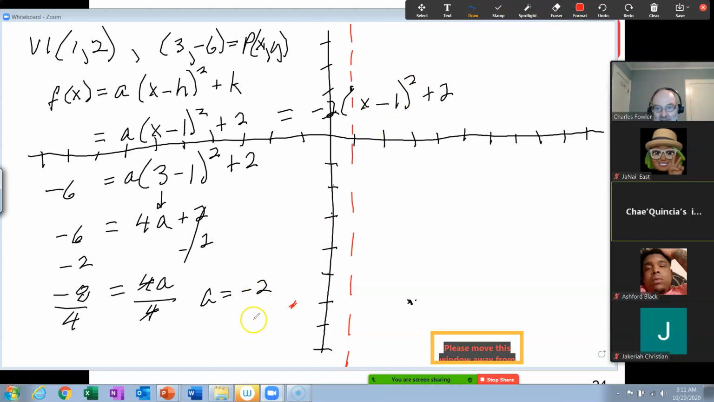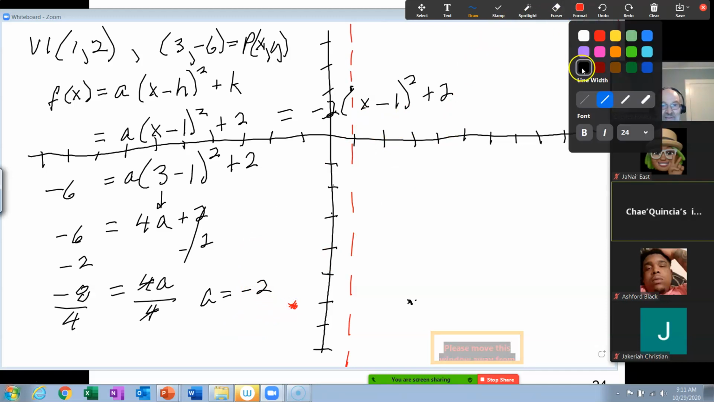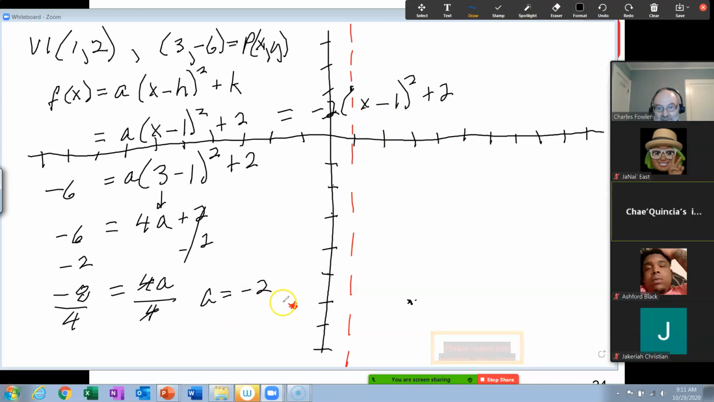Whoops, I should have done that in black. There's another. Okay, there we go. Now we've got 3 points. We could sort of rough in a graph, okay? But hey, why not go on to your standard form here and put x equals 0?